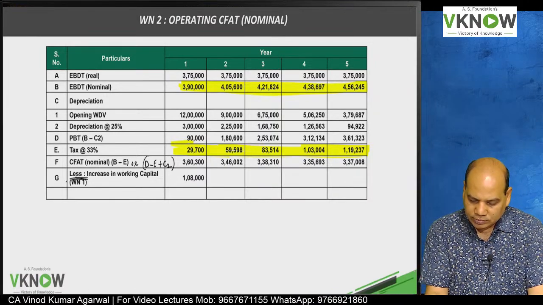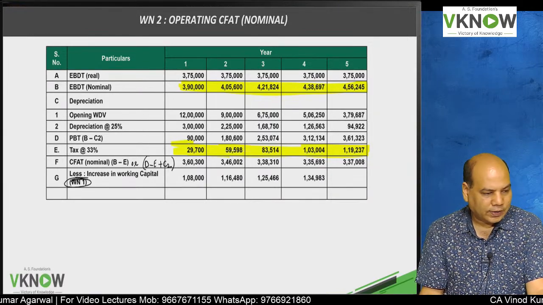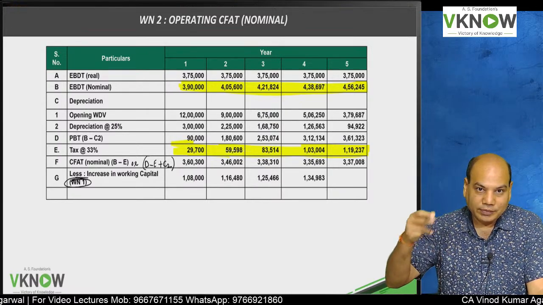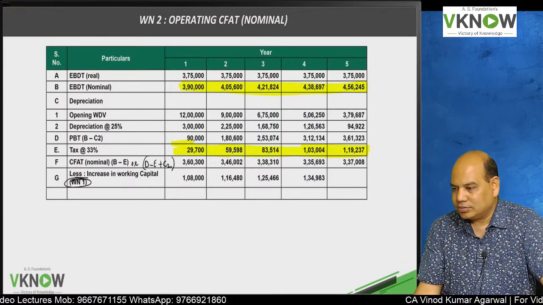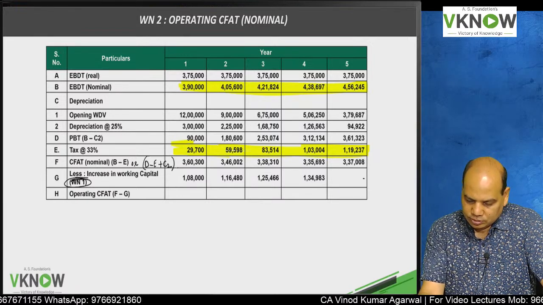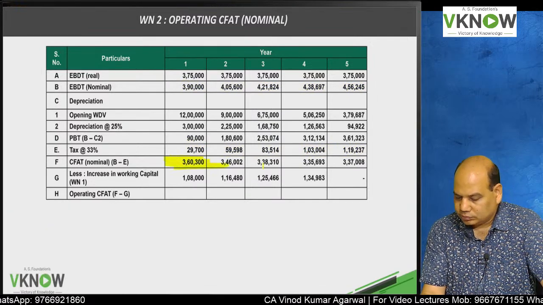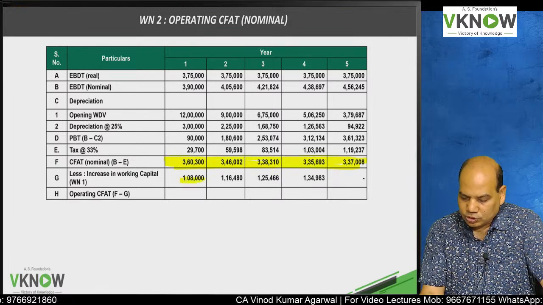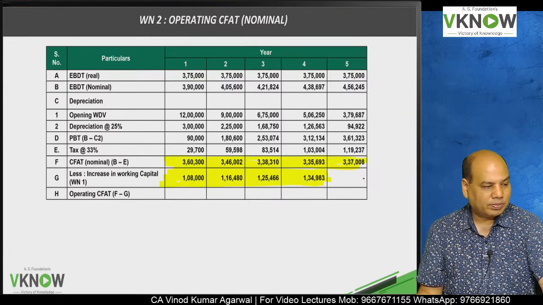Go to working note 1. Working note 1, increase in working capital, first 4 years only. What about 5th year? 5th year will be recovery. Recovery we have already written. So now write down point number H, operating CFAT. Will be CFAT we have computed, and I will also deduct increase in working capital. So please take the difference in these two columns. Please students, please cooperate and reply.